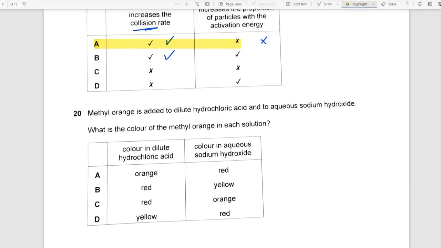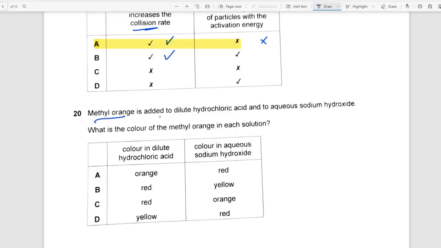We move down. Okay, methyl orange is an indicator, not a universal indicator, and it is added to dilute hydrochloric acid and to aqueous sodium hydroxide. What is the color of the methyl orange in each solution?